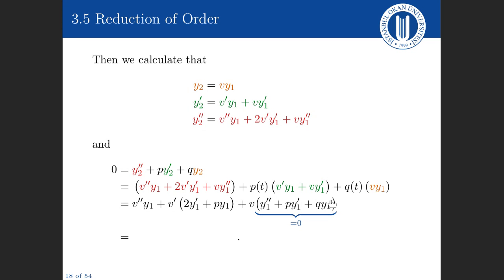When you do reduction of order, you must always get equal to 0 at the end here. Always 0v. If you get something other than 0, then it means you've made a mistake in your calculation. You need to go back and find your mistake. We must always get equal to 0 here. So this is 0. We can cross this out. We have 0 is equal to v double prime y1 plus v prime 2y1 prime plus py1.